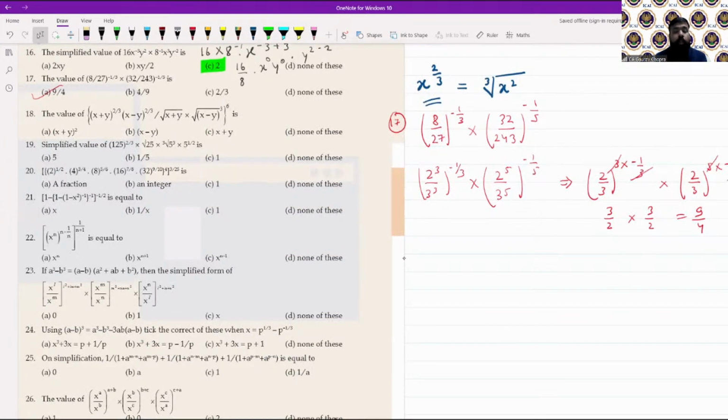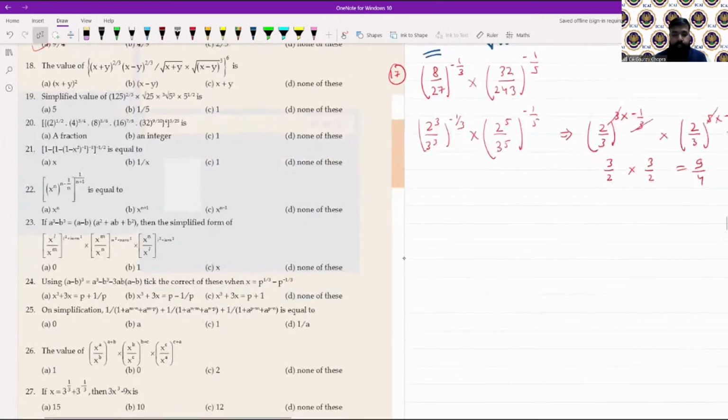Now, question number 18. Let's solve question number 18. 18 says x plus y whole to the power of 2 by 3. X minus y is also having the power 2 by 3. Then divided by values are in root. So first step is we have to apply the powers together and then simplify. So let's write the question first.